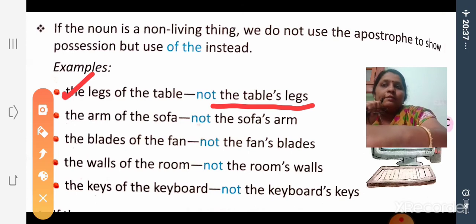So if the noun is a non-living thing, we don't have to use the apostrophe, but we have to write of the. Instead of the apostrophe, we use the of construction.